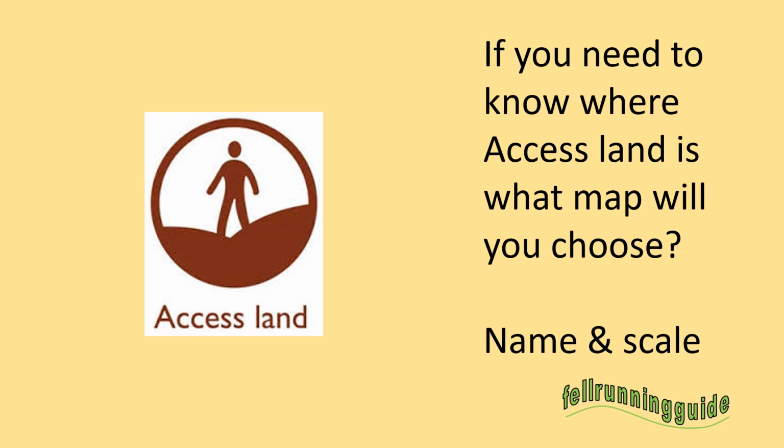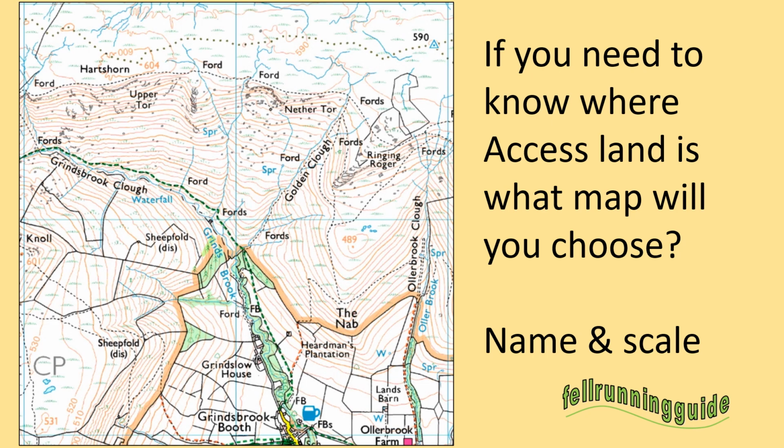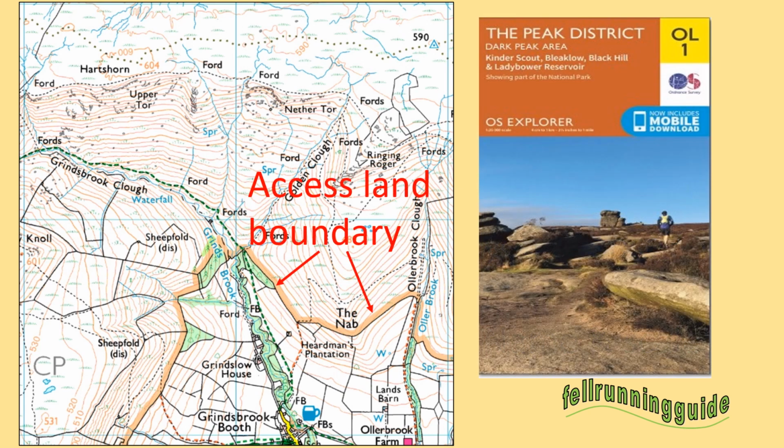Okay, this question then, if you want to go out and you want to know where access land is, which map are you going to choose? So what is the name of the map and what scale of the map? We've already mentioned that before. It's the Ordnance Survey 1 to 25,000. And you can see the access symbol there shown as a highlighter pen type symbol.